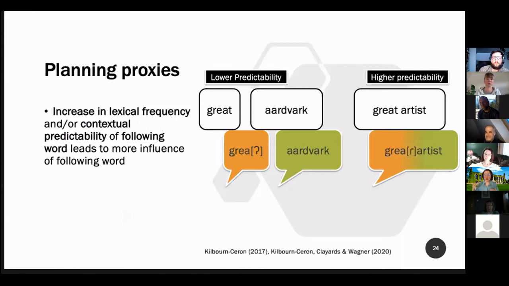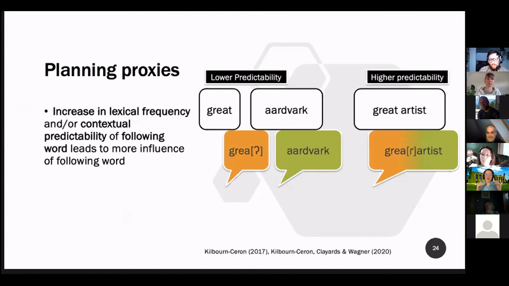So the more frequent a word is, the more quickly you get to the stage where you finish planning it, right? Just in a single word context, the word "great" is a common word, it's very frequent. So we plan it much more quickly than we would another random word like "aardvark", which is less frequent. So we get to the point of being able to articulate it sooner.